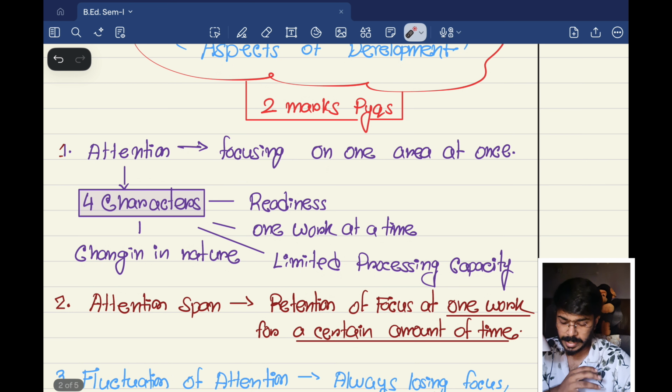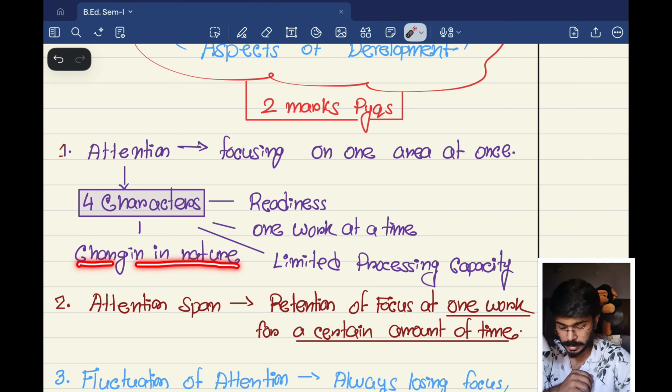So the characteristics of attention are, first of all, readiness. You have to be ready to do one work at a time. Then of course, one work at a time, like you have to utilize various things. We already knew that this is focusing on one area or one work at once. There are 3 things we can deliver here. First of all, focus, then one work or area at a time, the one thing we have to do in one moment. So we can't be focusing on various things. There is limited processing capacity, like when you are at your peak of attention, you can't focus on various things.